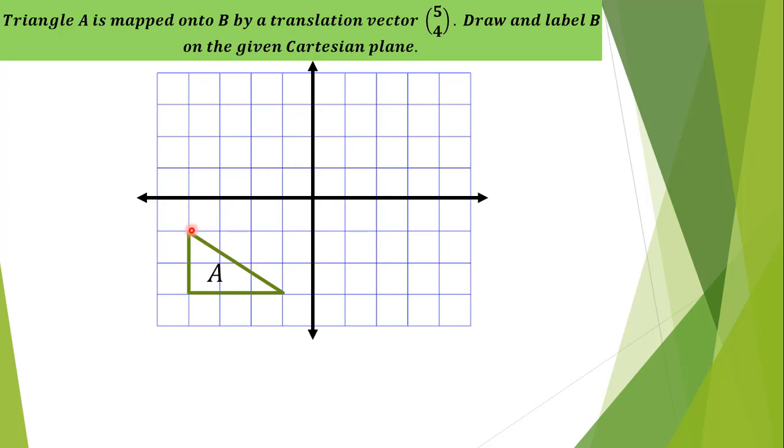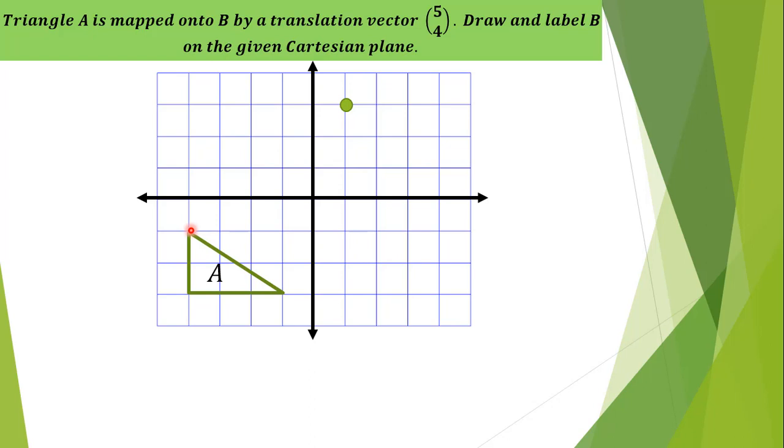Let us first consider this vertex of this triangle. We have to translate it 5 units in the x direction and 4 units in the y direction. 5 means you have to move 5 in the positive sense. So students, you will start counting from the vertex. 5 units, 1, 2, 3, 4, 5. So here we are, 5 units in the positive sense of the x-axis. Now 4 units move in the positive sense of the y-axis. 1, 2, 3 and 4. So this should be the image of the triangle A if it is translated with the translation vector (5, 4). So this is the new position of this vertex.